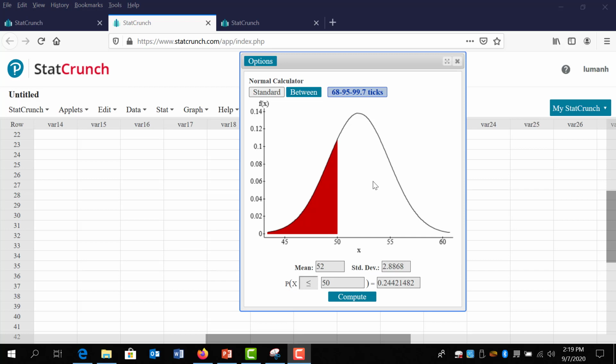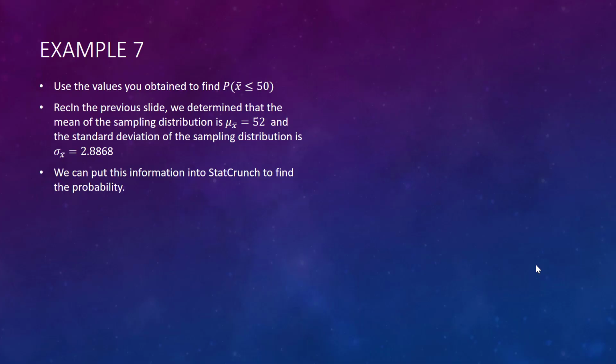But remember, for statistics, we really want the mean to be in the middle. And the way we do that is to click on this 68, 95, 99.7 ticks box. That puts our mean in the middle, and it makes each tick mark to the left or right one standard deviation away as we move. So in other words, 52 subtract one standard deviation gives you 49.1, and so on and so forth.